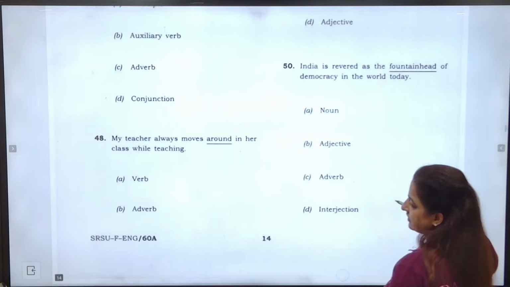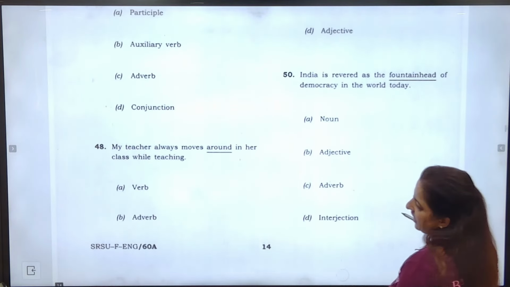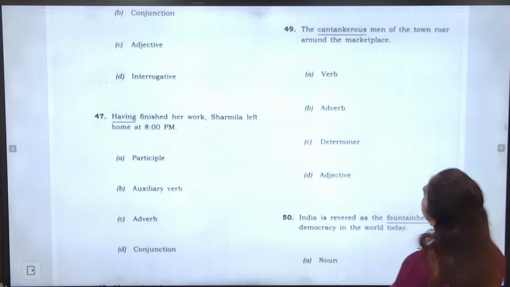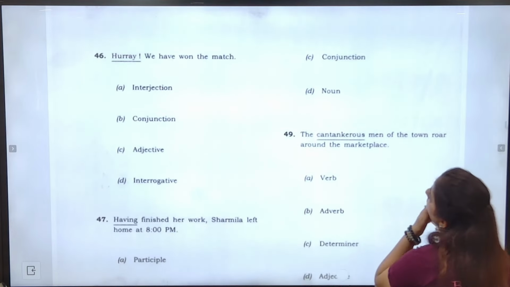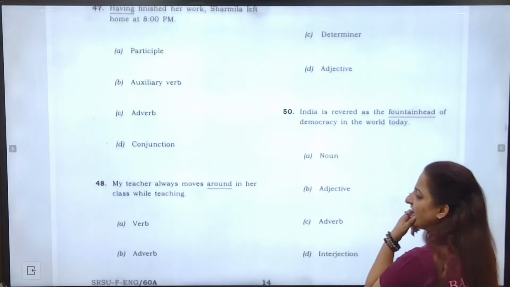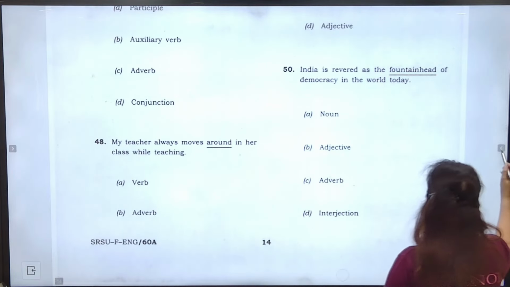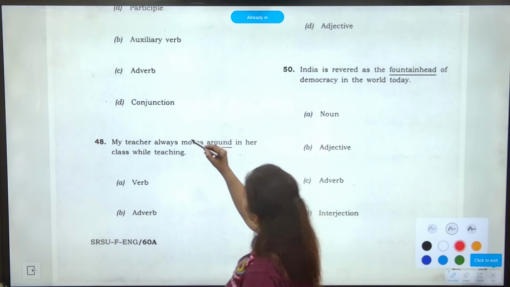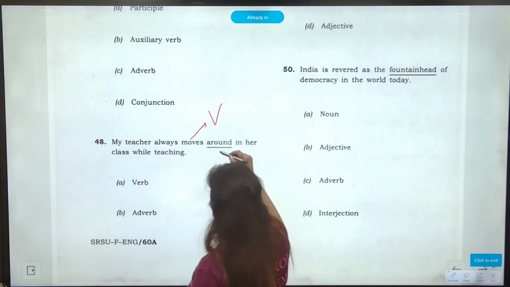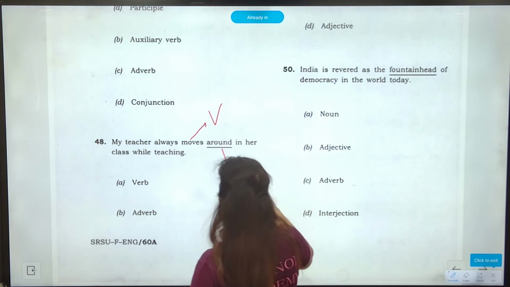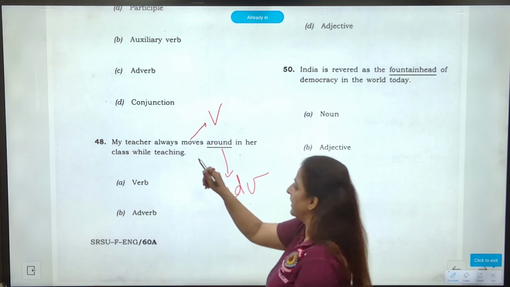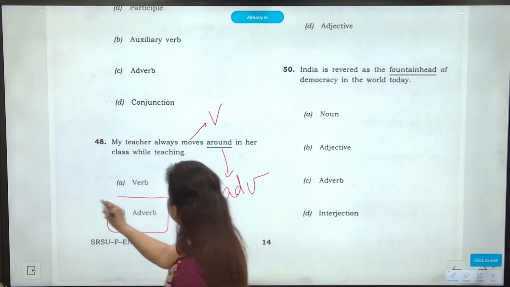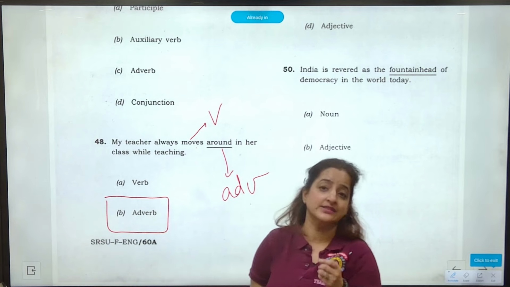Question 48. My teacher always moves around in her class while teaching. Verb, adverb. I think two options are here now. Conjunction, noun. It's an adverb. What's the reason? Move is a verb, and moves where? Moves around. So what do adverbs do? Adverbs qualify verbs. If you want the type, it is an adverb of place.